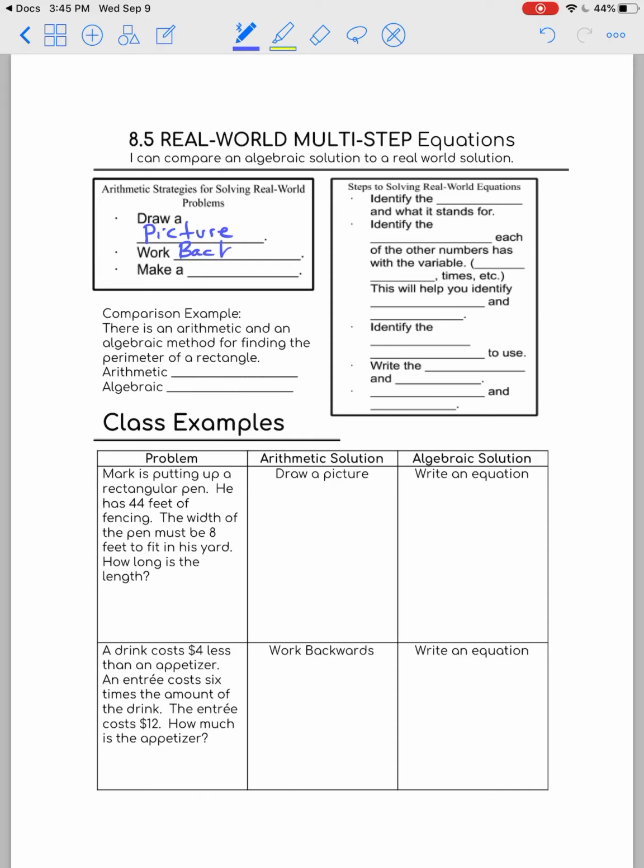Work backwards. Or make a chart. You want to identify the variable and what it stands for. You want to identify the relationship each of the other numbers has with that variable.